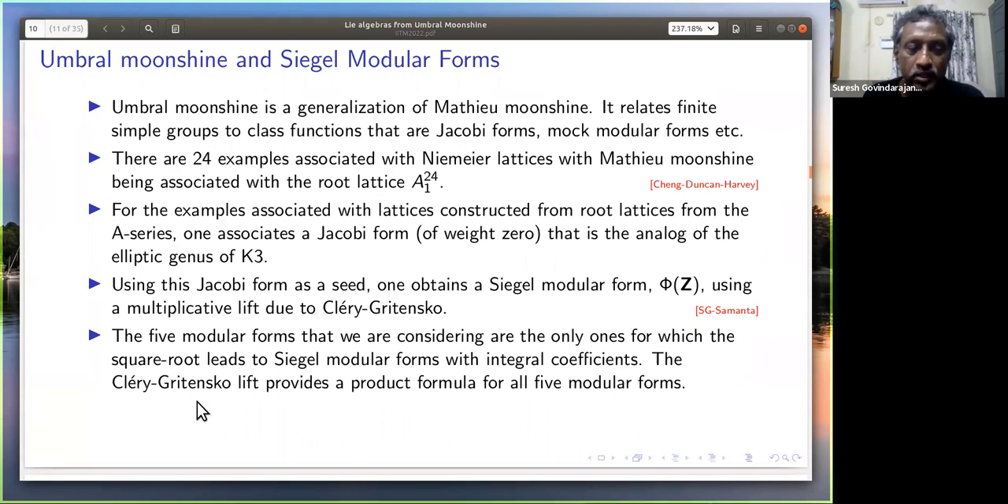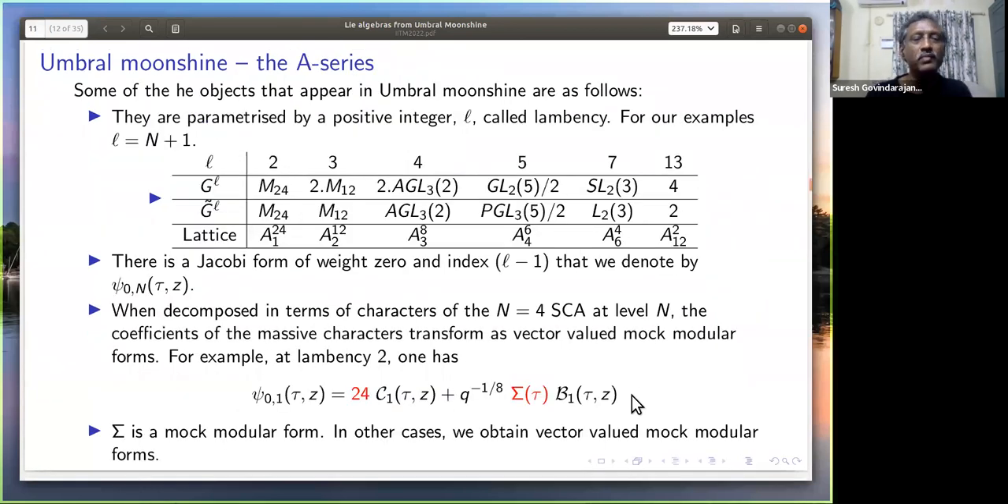Okay, so the Clery-Gritzenko formula, again, you just have to remember, provides a product formula for all the five modular forms. So we started off with five objects and we have a product formula for them. This is all that you have to remember. Okay, a little bit more meat. Umbral Moonshine, we are looking at the A series. Again, I'm doing it for simplicity.